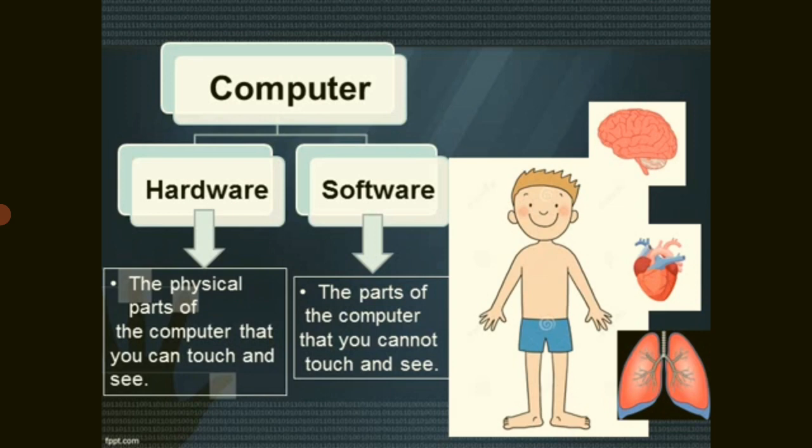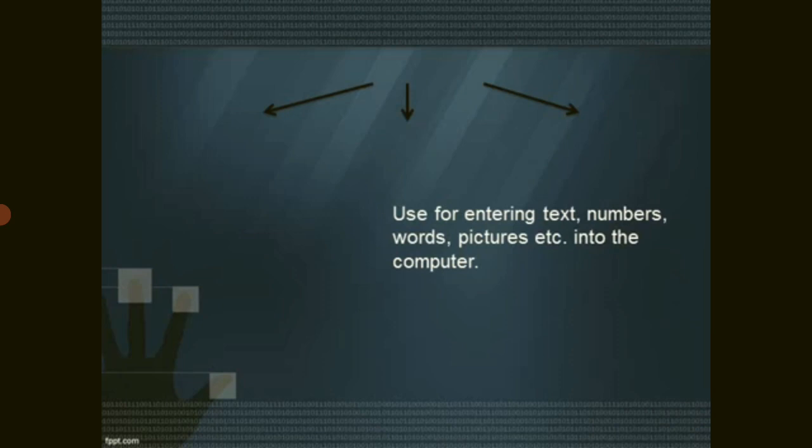Some parts of hardware are inside the CPU. You can see them only when you open the body of the CPU box. Example, hard disk, CPU chip, etc. Hardware of a computer is further divided into input, output, and storage devices.